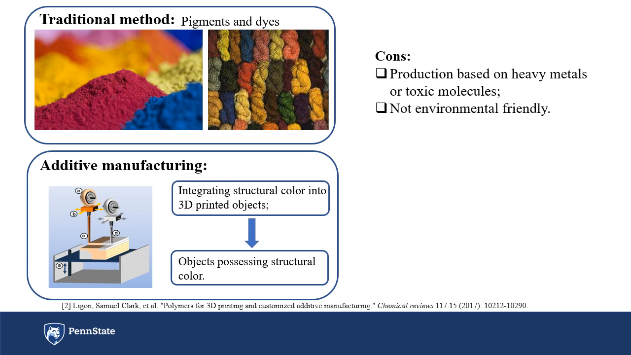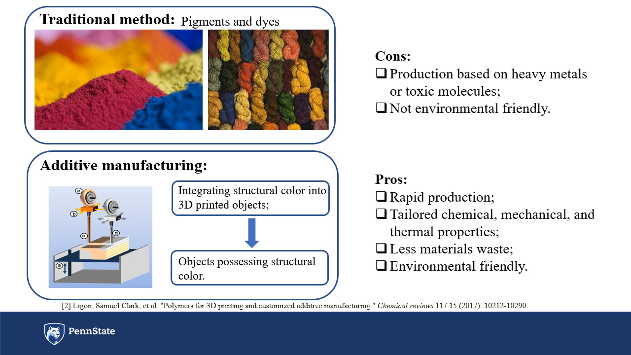Additive manufacturing, as a creative manufacturing technology, has attracted people's attention. So one approach is to try to integrate the structure color into 3D printed objects, to get printed objects which can possess structure color. There are many benefits for this approach. It has higher production rate, controllable properties, less material waste, and is more environmentally friendly.